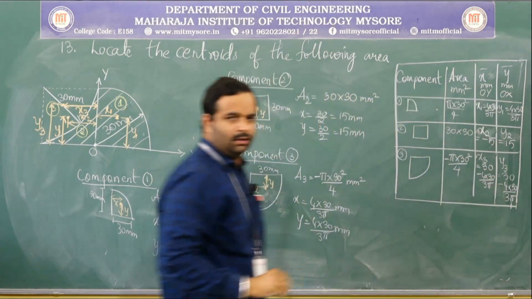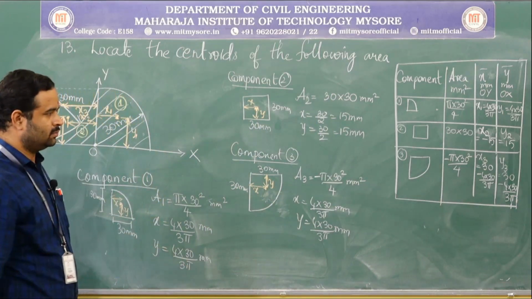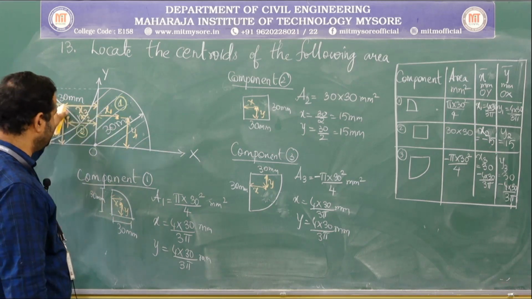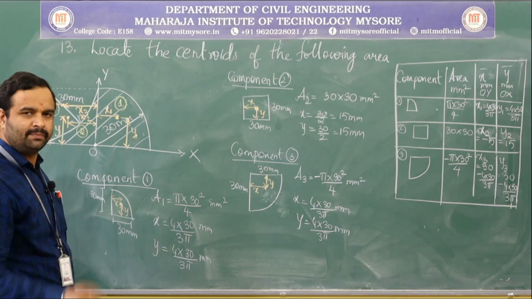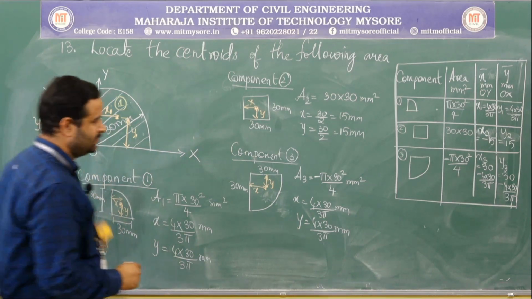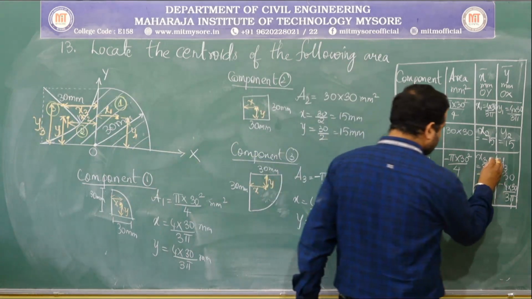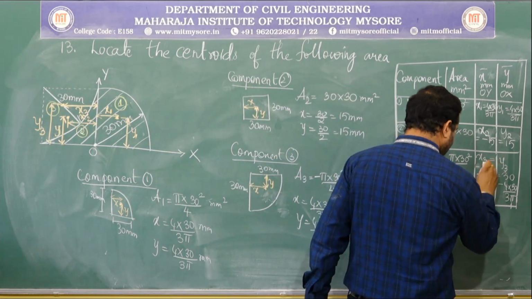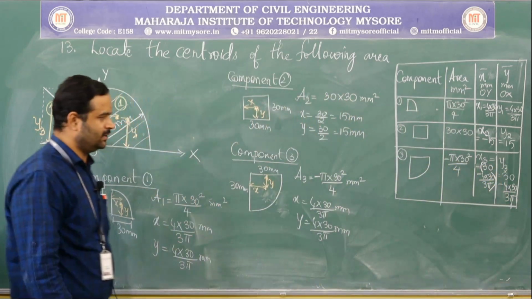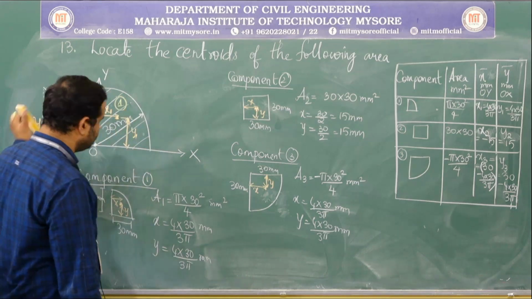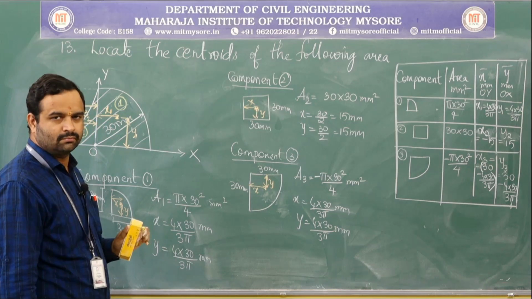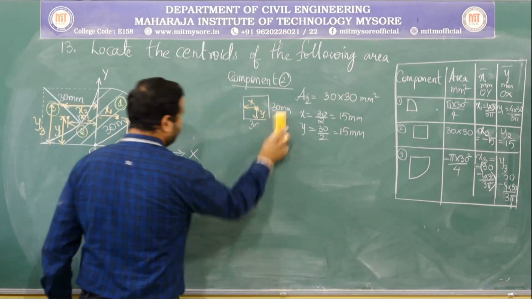But we have missed out something, that is the x3 value should be written with a minus sign because we are measuring it towards left. So this x3 is equal to minus of 30 minus 4r by 3 pi because it is measured towards left. Please be careful. Okay.